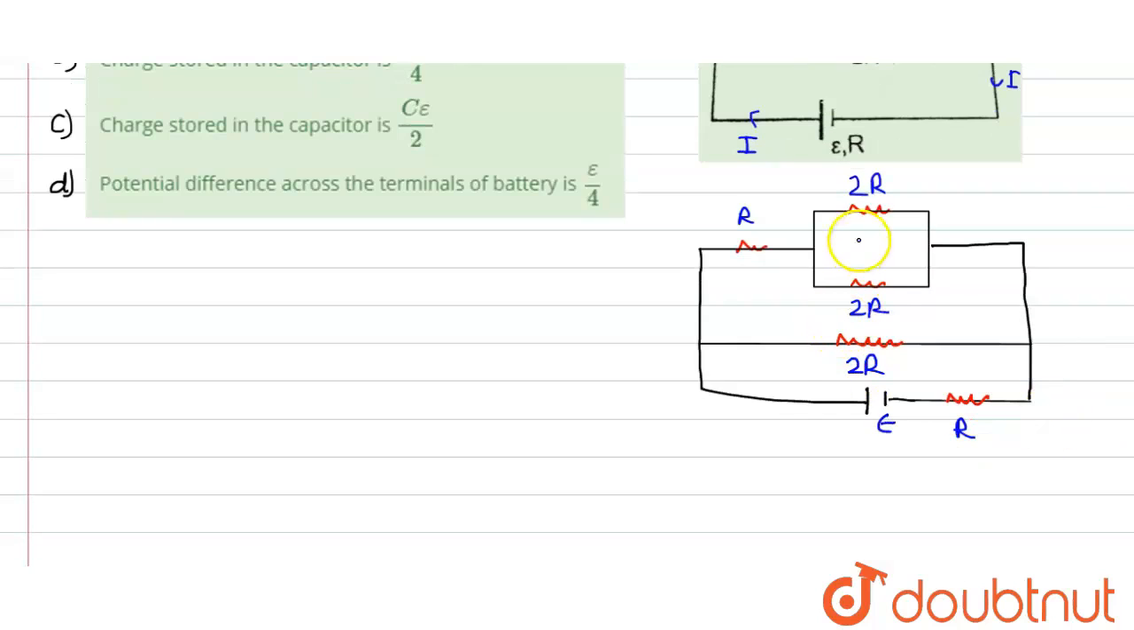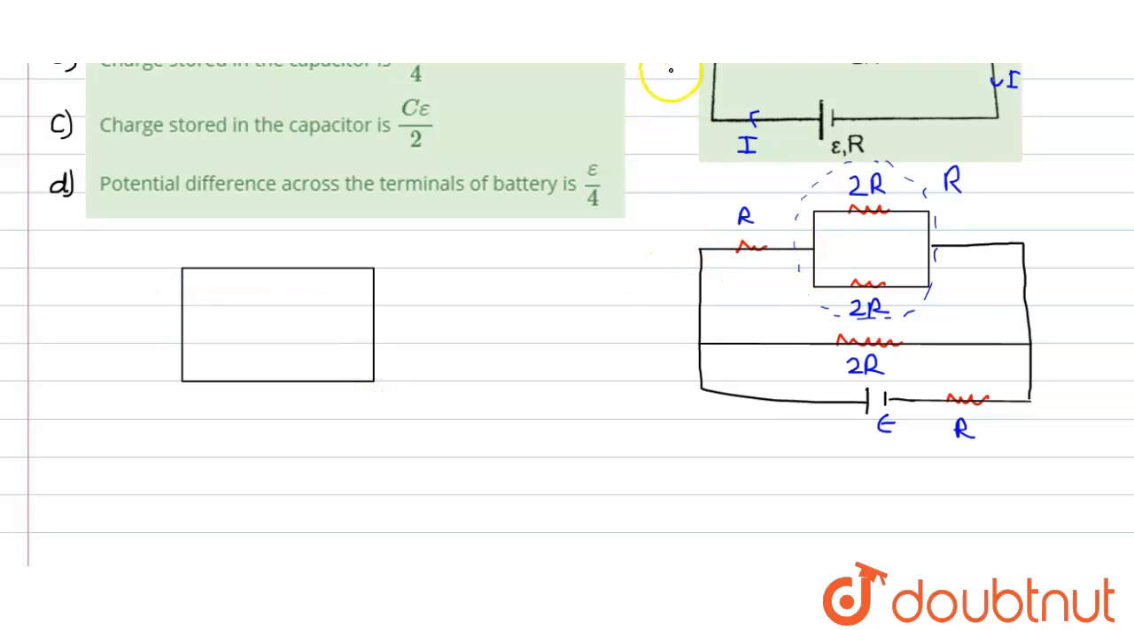Now if we see our figure, these and these are in parallel. For a parallel system, if the resistances are equal, the combined resistance would be halved. So it would be 2R divided by 2. That means for this part, the resistance would be equal to R. So R and R combined would be equal to 2R. So we draw another diagram.